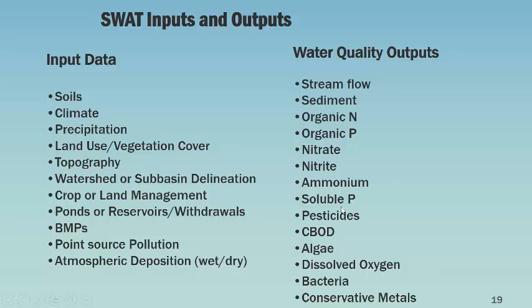So these are all the different variables, all the way from stream flow to sediment to nitrogen, the 4 forms of nitrogen and 2 forms of phosphorus, pesticides, BODs, algae, dissolved oxygen, bacteria, and metals.